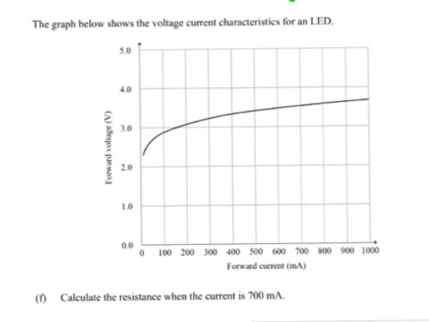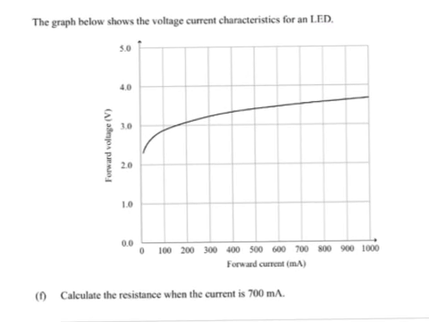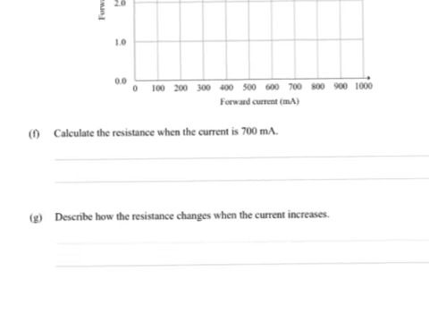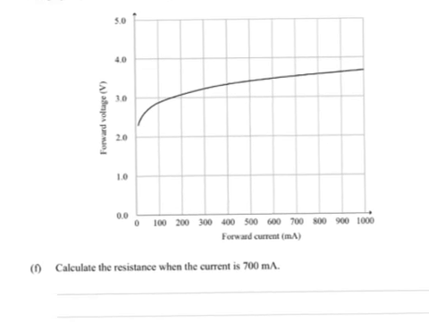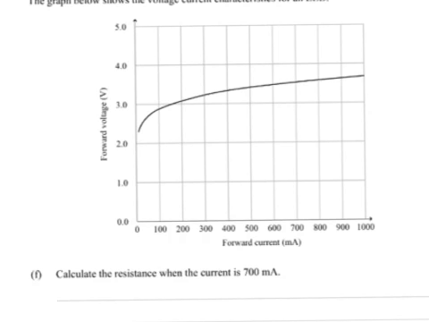Moving on. The graph below shows the voltage-current characteristics for an LED. So this is the voltage on, I drew the graph above differently. This shows the voltage on the vertical and the current on the horizontal. It says calculate the resistance when the current is 700 milliamps. Now the gradient, remember, from I equals V over R, R equals V over I, the resistance should be the gradient of this graph.